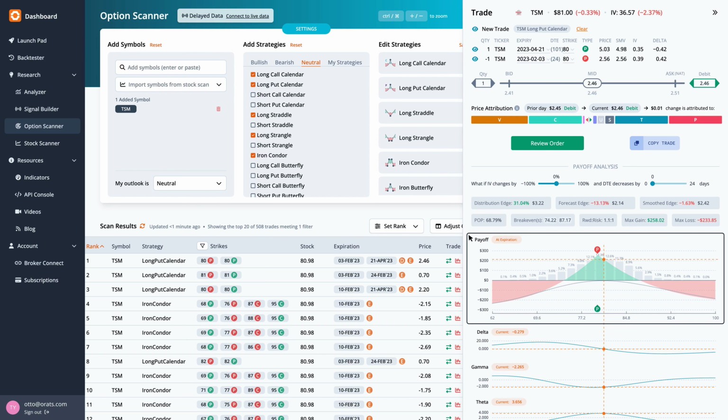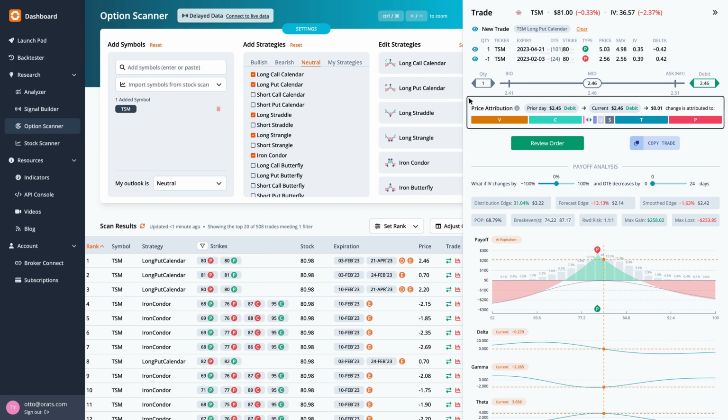We can also look at the payoff graph. The probability of profit sums the probability of the nodes for the part of the payoff picture above the zero profit line over 3 standard deviations. For this trade, the probability of profit is 68.79%. The reward to risk divides the max gain by the max loss. Here the 1.1 to 1 is the ratio of the max gain of $258 to the max loss of minus $234. There are 2 break-evens for this long put calendar at 74.22 and 87.17.